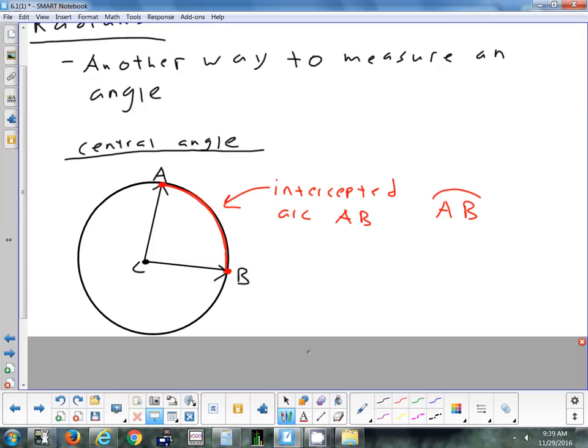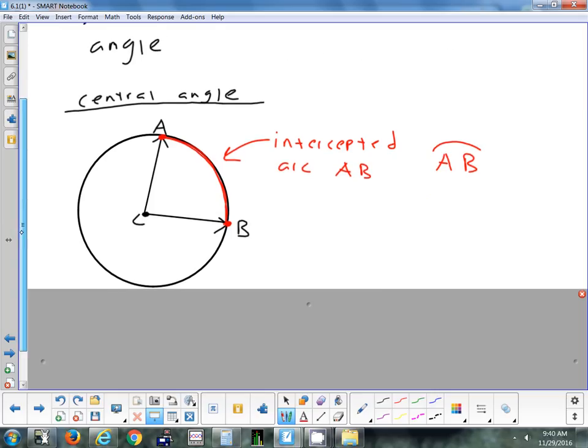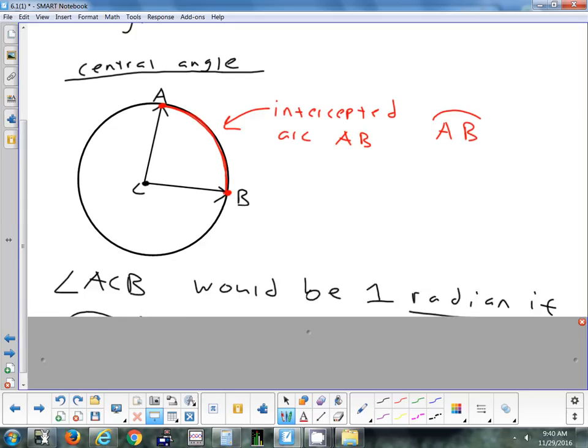And if you draw an angle, just like I did in the center of the circle, that's called a central angle. That's all a central angle is. It's an angle drawn inside a circle with the vertex at the center of the circle. Any questions on that?